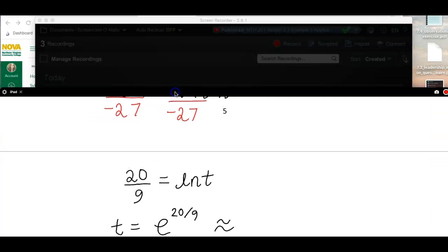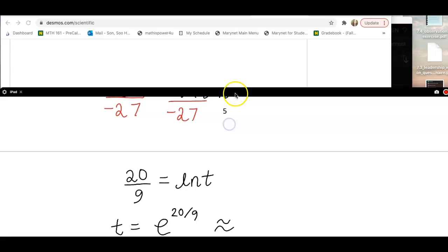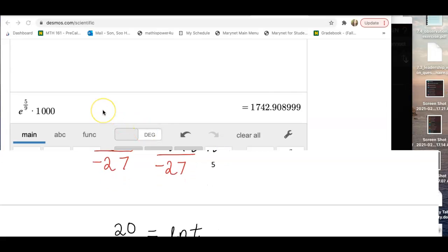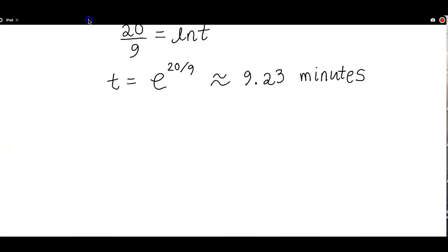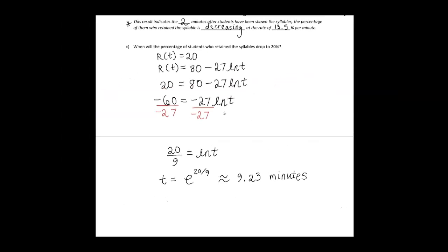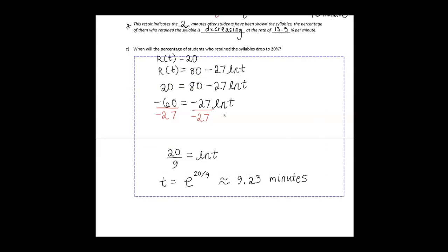How long will it take for people to forget so that only 20% of the students remember those syllables? Okay, so I'm over here and I want to type in e to the 20 over 9. E to the 20 over 9 is 9.23 minutes. And I thought it was in between 10 and 11. So this is when I go back and double check. Is my line straight enough? Who knows, maybe my line was not straight enough. That's why my number came out a little bit wrong.